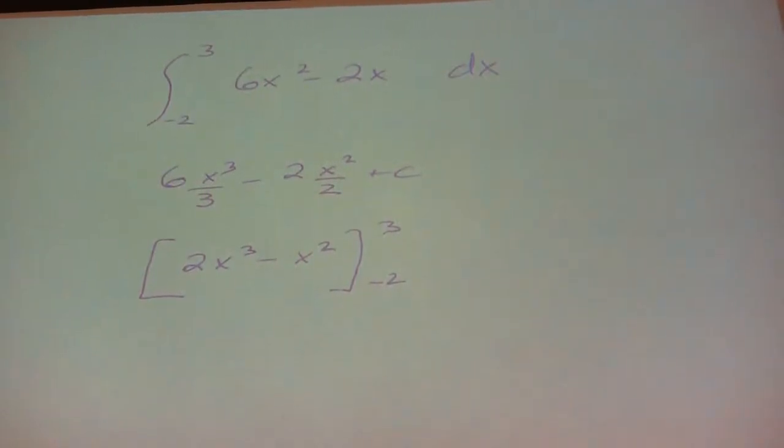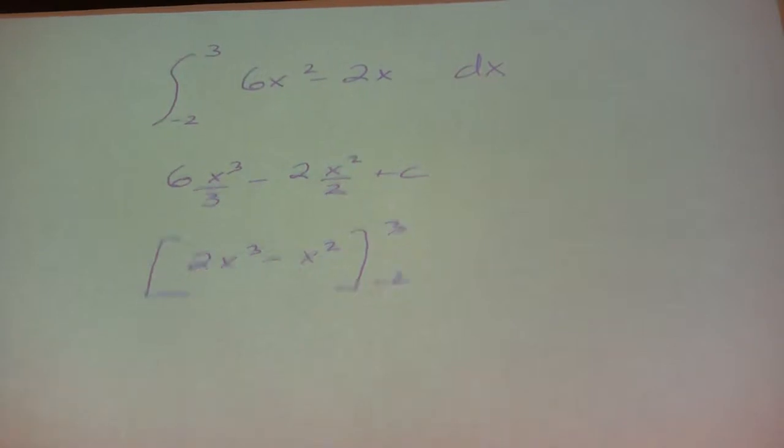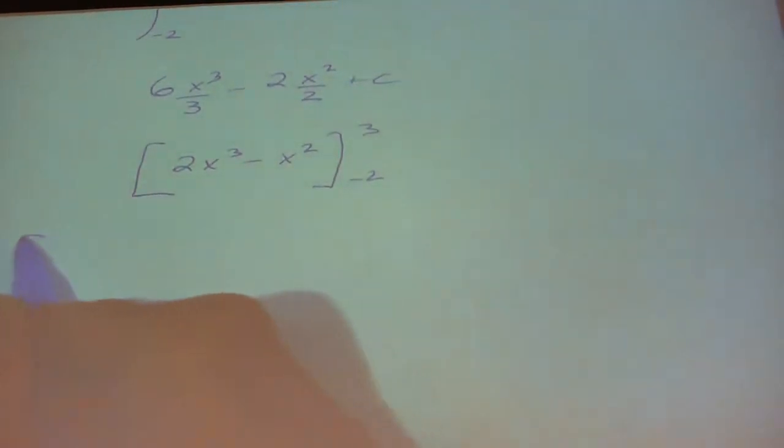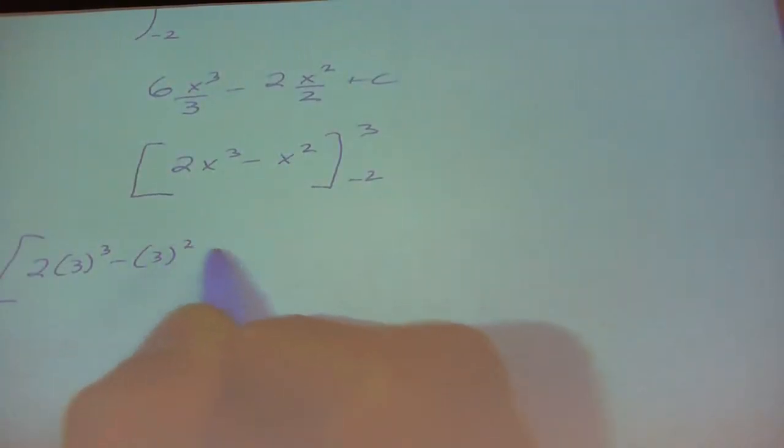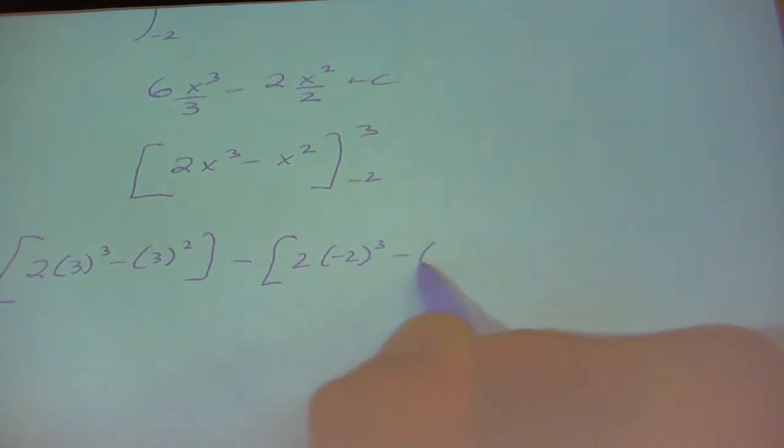So did we take the integral correctly? Any questions on taking the integral correctly? If you got the integral wrong, it's all going to come out wrong. On purpose, I don't put the plus c because I know the plus c will cancel. So I first plug in the 3 everywhere there's an x, minus plug in the -2 everywhere there's an x.